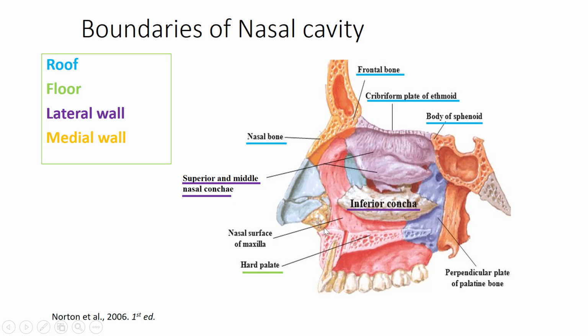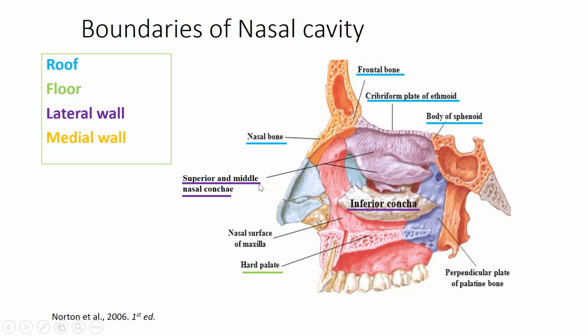Then the floor is this hard palate that we know will separate the nasal cavity from the oral cavity. It is made of the palatine process of the maxilla and also the horizontal plate of the palatine bone. The medial wall we cannot see here, as this is a sagittal section and we're looking at the lateral wall of the nasal cavity. So the medial wall is made of the nasal septum that we will see later.